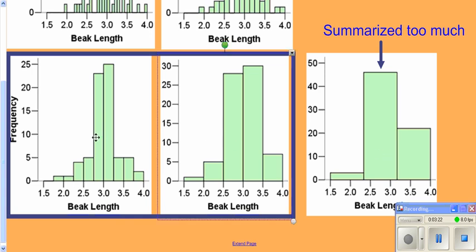Now, here are 2 examples that are acceptable. They do look a little bit different, but there are some similarities. This one here has wider bars, but they both have 5 to 10 bars apiece. Both of these would be acceptable histograms.